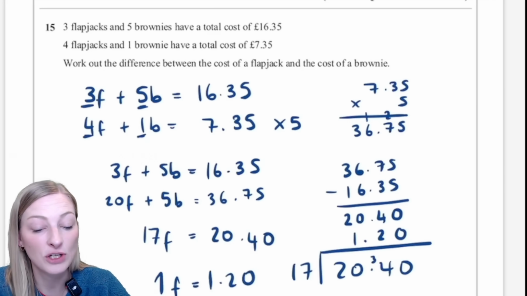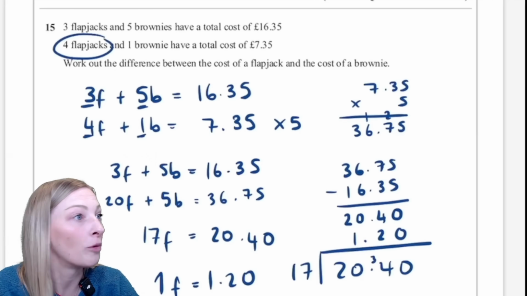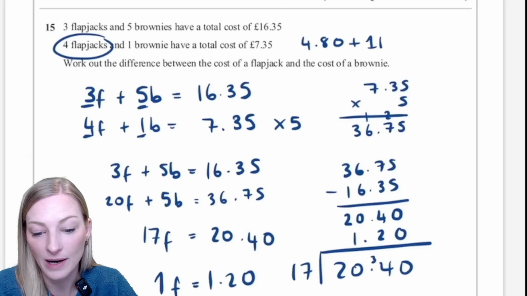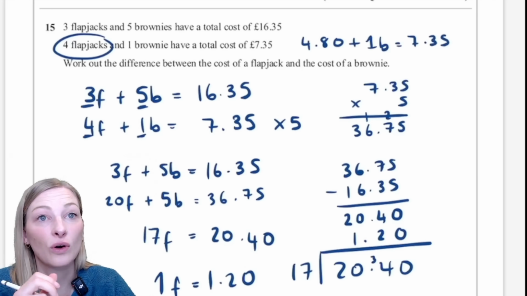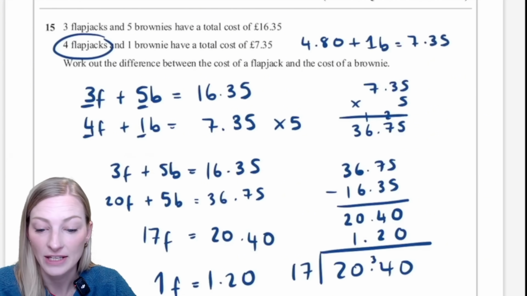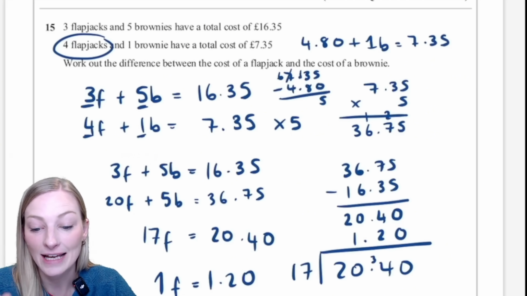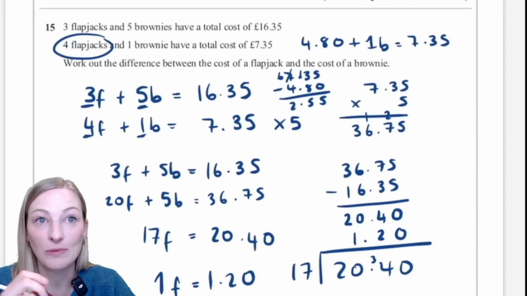And we can then substitute that back in to work out the cost of a brownie. So we know that 4 flapjacks, which would be £4.80, add 1 brownie is £7.35. So the difference in those costs must be the cost of our brownie. So let's now do £7.35, take away £4.80, 5 take 0 is 5, 3 take 8, more on the floor, borrow from next door, 13 take 8 is 5, and 6 take 4 is 2. So the cost of your brownie is £2.55.